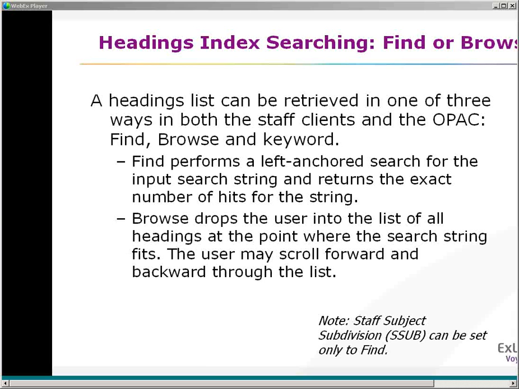With the find index, you get a left anchored search for the input string exactly as is. So I searched earlier for cowboys, but I didn't get things that stopped with cowboy because it had to match the S as well. Browse goes into a rotated heading list. So it's kind of like a Rolodex, and what you see will appear at the top of the entry, and you can go forward or backward in this particular list.